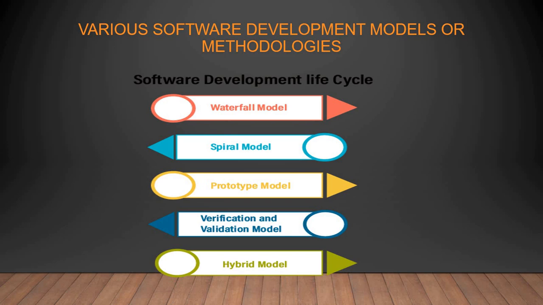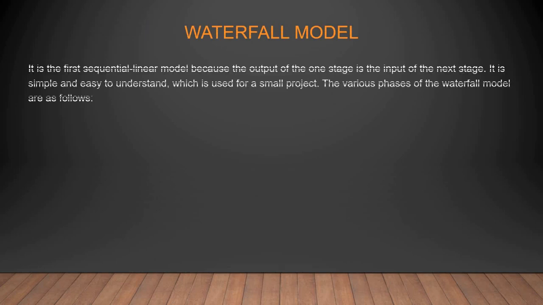First one is waterfall model, second spiral model, third prototype model, fourth verification and validation model, fifth one is hybrid model. These are the software development models. Except these, there are lots of models also available like agile, scrum model, etc. So let's see the overview of each and every model. First one is waterfall model.